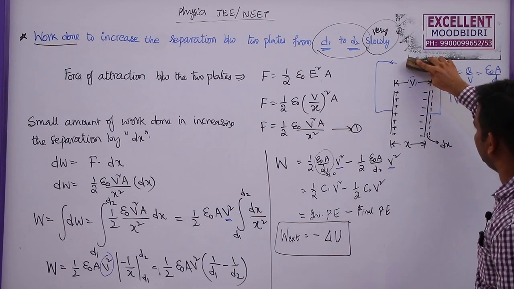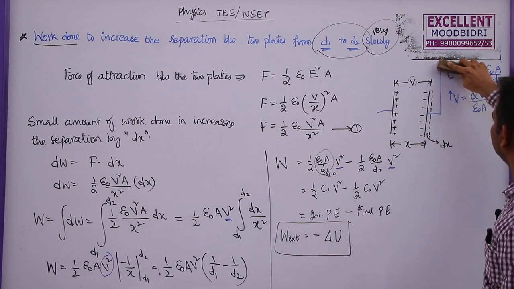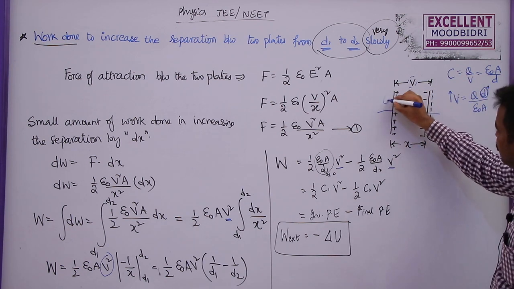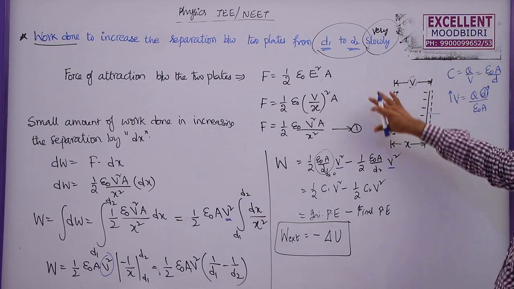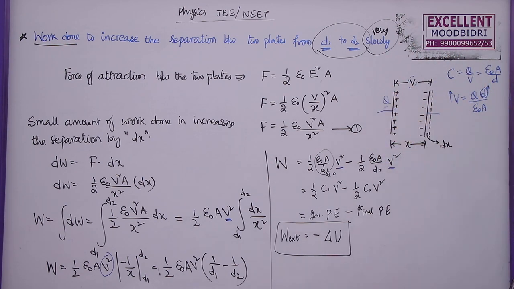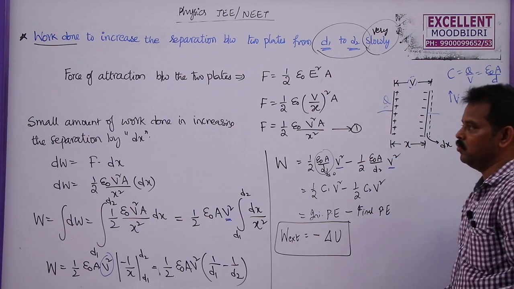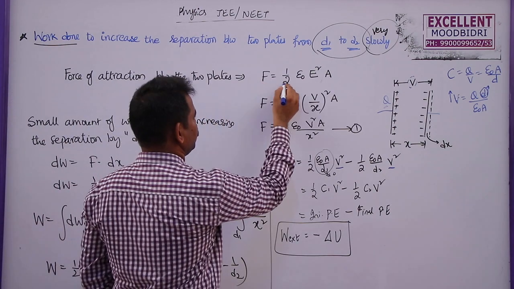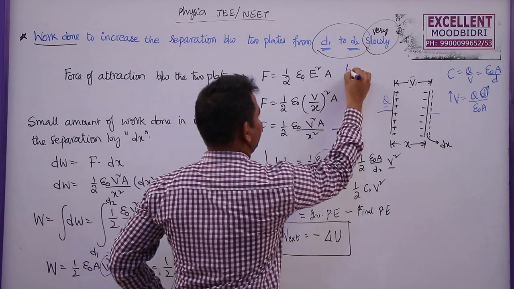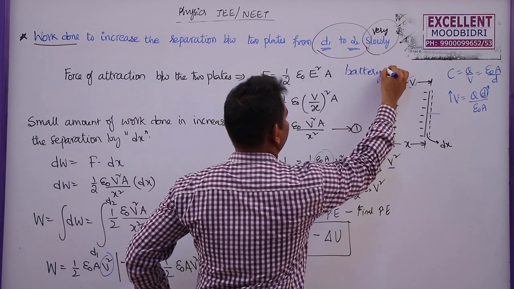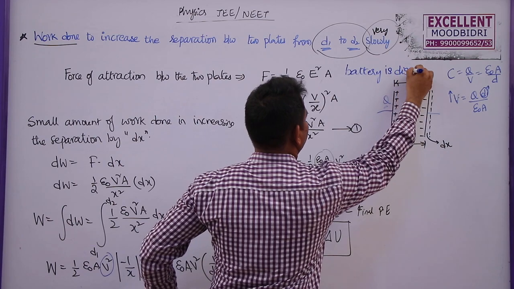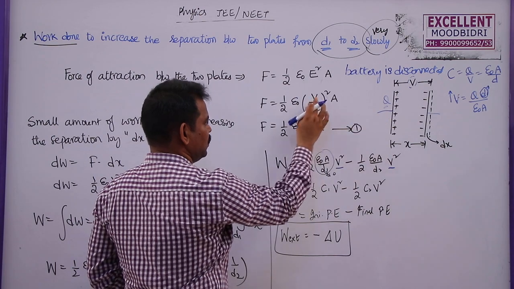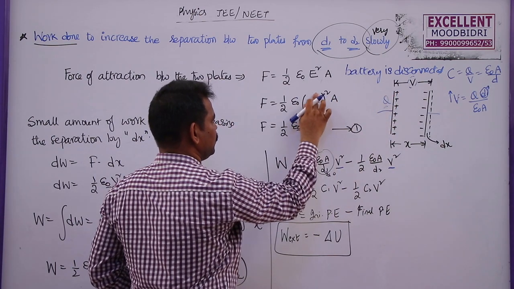Here, if the battery is disconnected, then it will not maintain the same potential. So the charge will be constant here. As the battery is disconnected, it is already charged with some charge Q. Now what is the work done by the external force? Same derivation. The force of attraction between the two plates will be epsilon naught E square A. Previously the battery was connected; now the battery is disconnected, so Q is constant. So here I cannot write V. Why? Because as the distance increases, the potential increases here. That's why V is not constant.